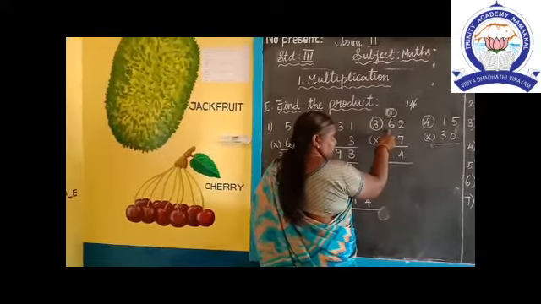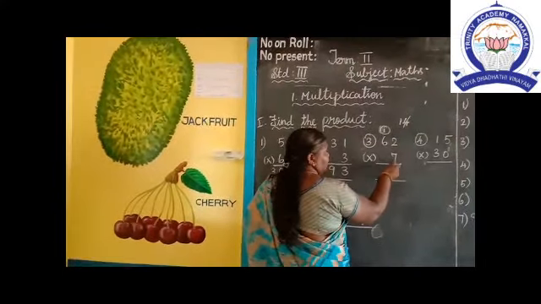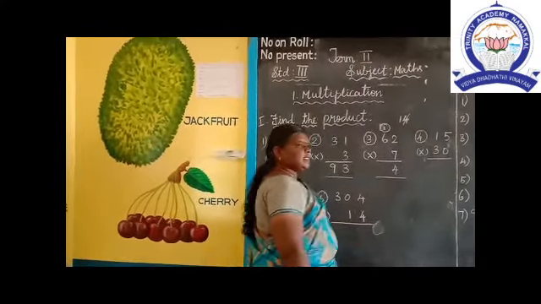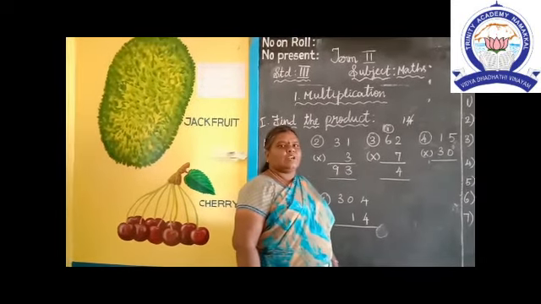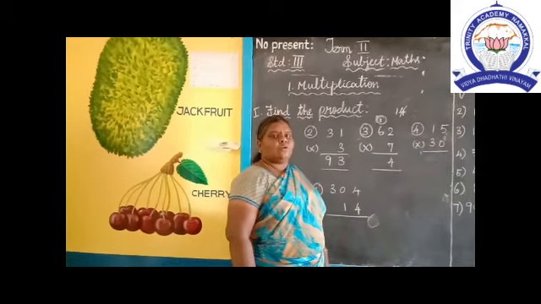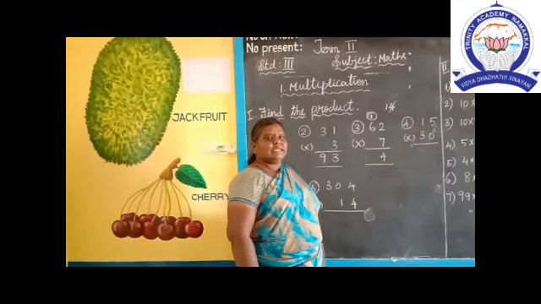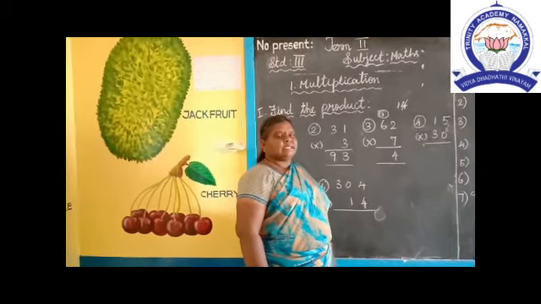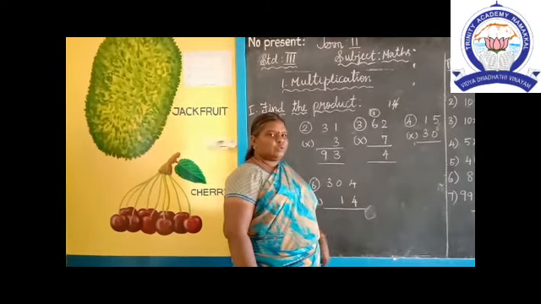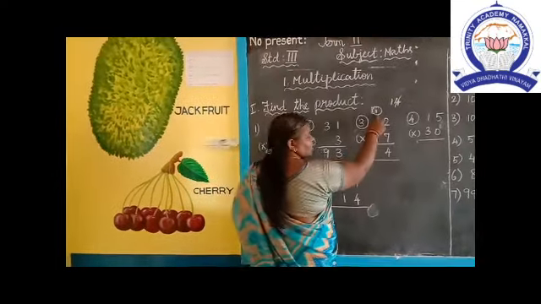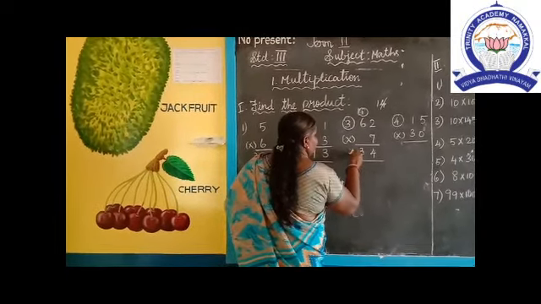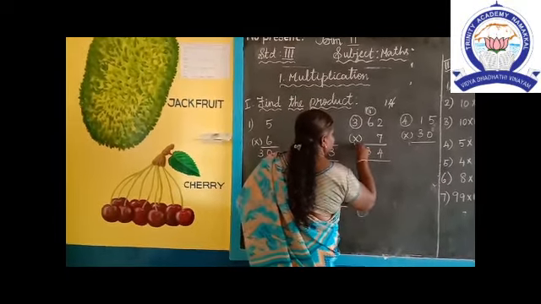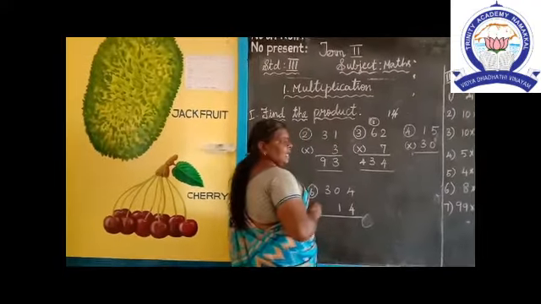You say the 6 table up to 7 times. 1 6 is 6, 2 6s are 12, 3 6s are 18, 4 6s are 24, 5 6s are 30, 6 6s are 36, 7 6s are 42. 42 plus 1 is 43. You write the numbers in the correct digit place. How do you understand, children?